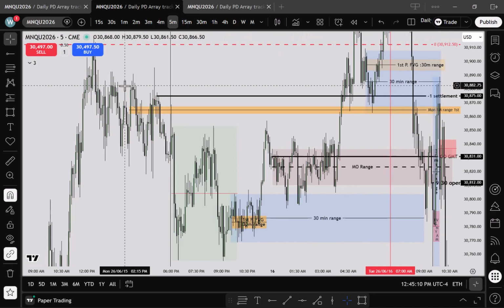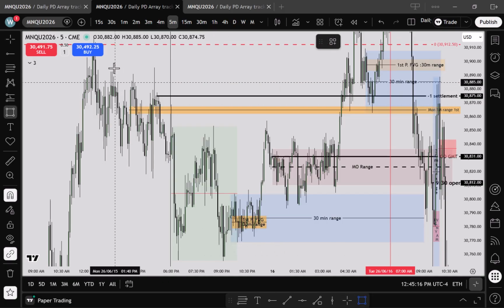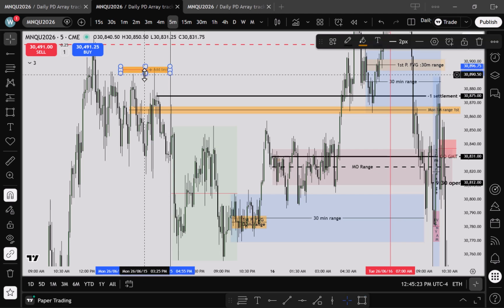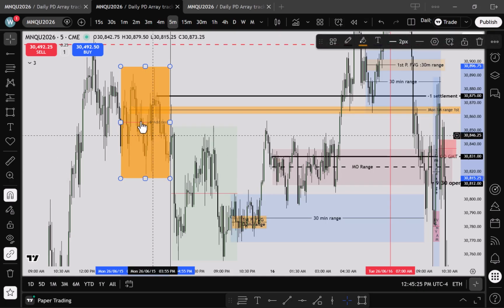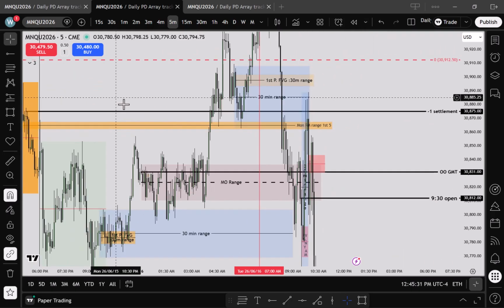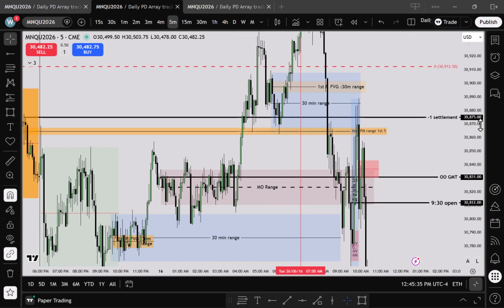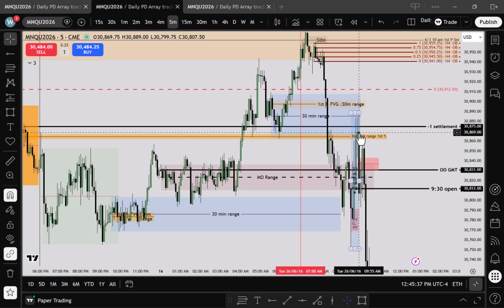So 2 o'clock. Again, we start out with 2 o'clock to basically 5:59, whatever. There's our range. This is the first presented fair value gap in it. That's a 5-minute. We'll run that, and I run that out, and that's what that is. So we got to it there.